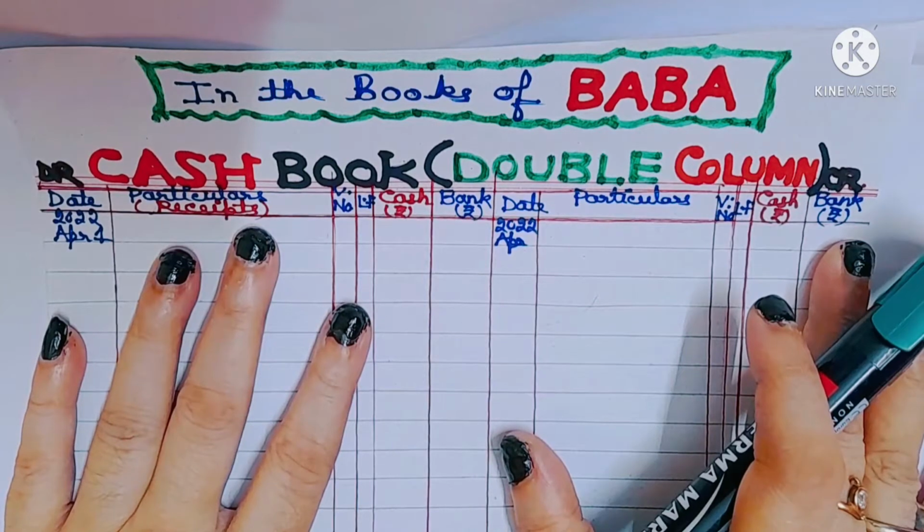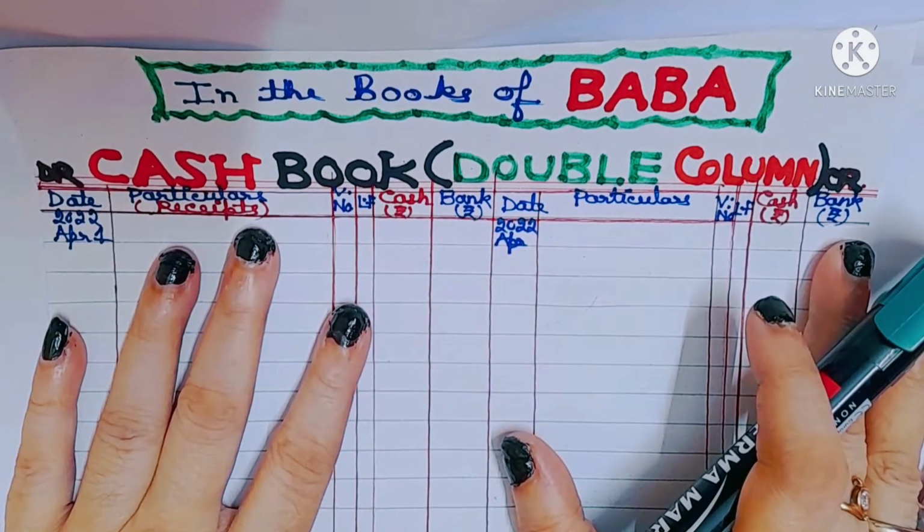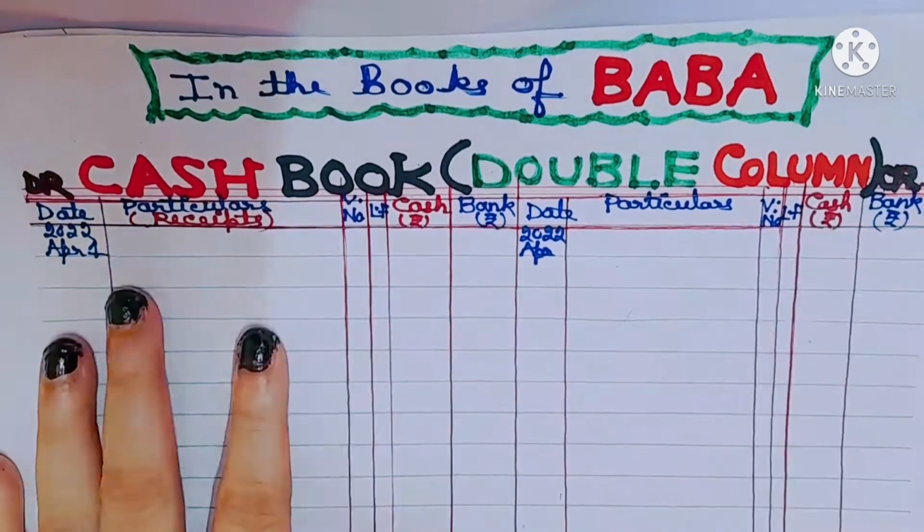In this video, I am going to discuss how to solve a double column cash book problem having cash and bank columns with all the banking transactions. So let's get started.